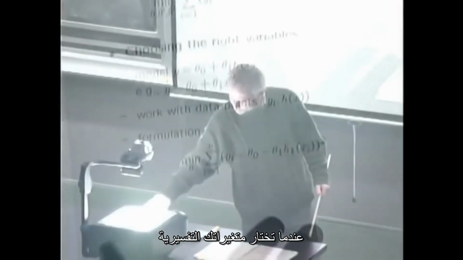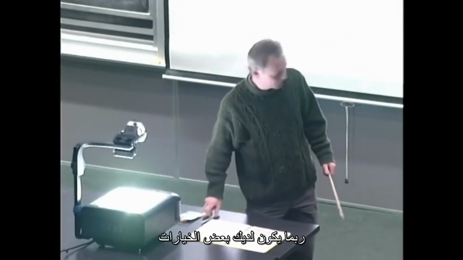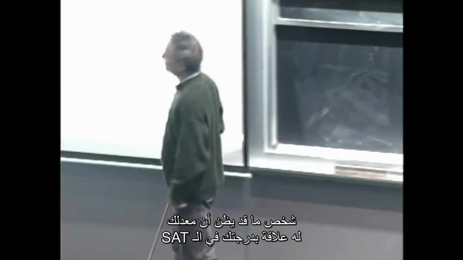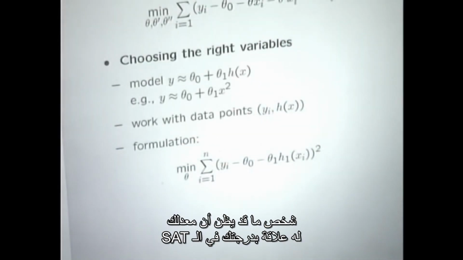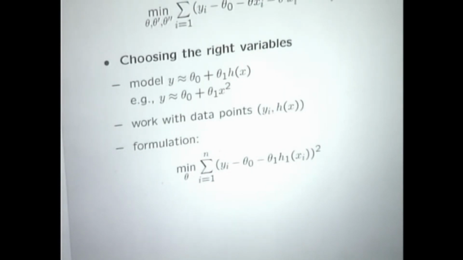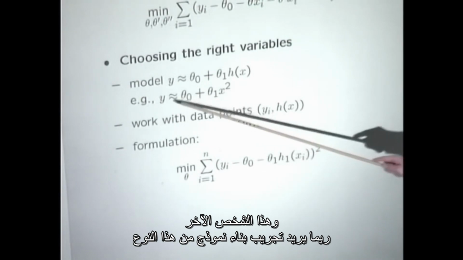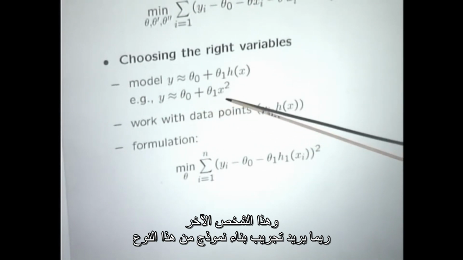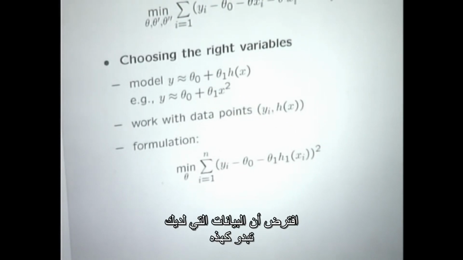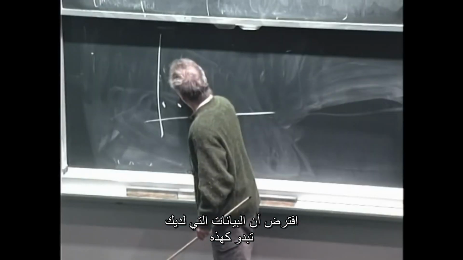Now, when you choose your explanatory variables, you may have some choices. One person may think that your GPA has something to do with your SAT score. Some other person may think that your GPA has something to do with the square of your SAT score. And that other person may want to try to build a model of this kind. When would you want to do this? Suppose that the data that you have look like this.